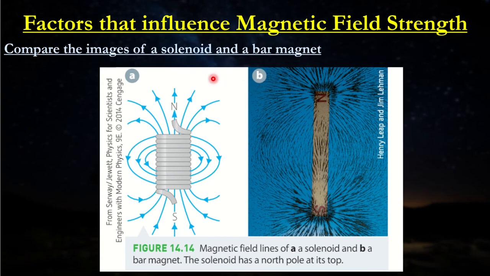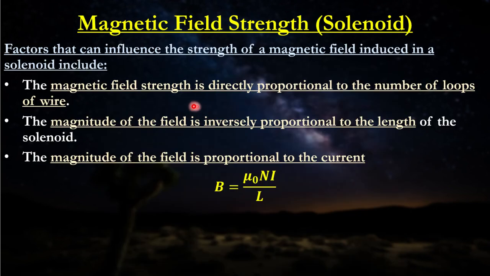Okay, and then we have the solenoid. If you look at a solenoid, it has a north and south component similar to a bar magnet, and if you put some iron filings next to a solenoid, you'll get a very similar magnetic field shape as well. So we can also predict the magnetic field strength of a solenoid based on a few key factors. We can say that the magnetic field strength of the solenoid is dictated by the number of loops of wire.